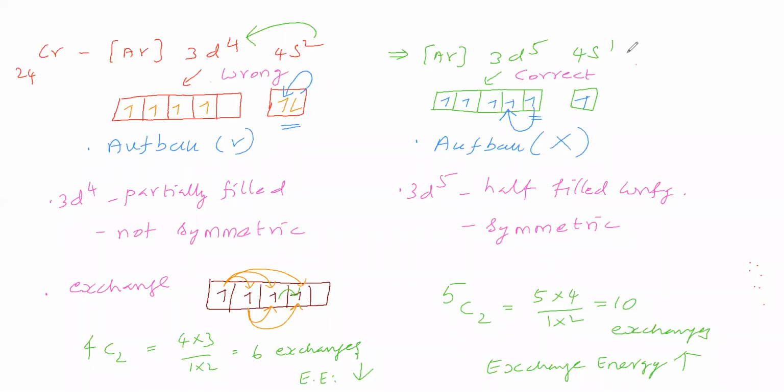Why does chromium come under anomalous electronic configuration? Chromium comes under anomalous electronic configuration, that is 3d5 4s1, because of 3 reasons.